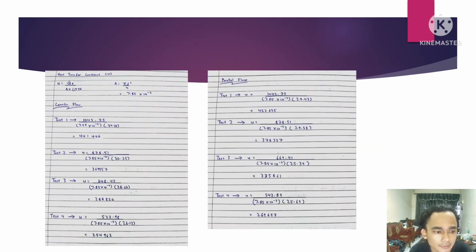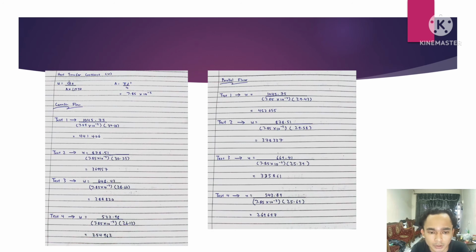Next is the calculation for the heat transfer coefficient. The formula is QE over area times LMTD, and for area the formula is pi d squared over 4, and the area that we obtained is 7.85 times 10 to the power of -5. For the counter flow, test 1, the heat transfer coefficient is 441,406, test 2 is 369,957, test 3 is 288,820, and test 4 is 254,962.